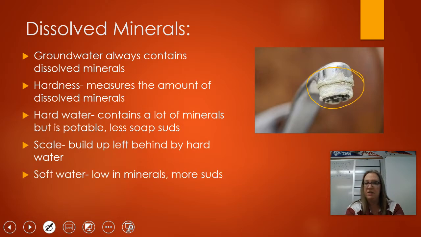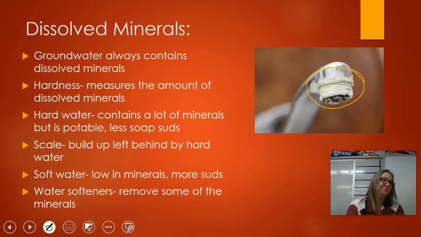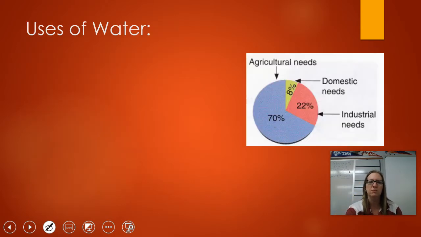Soft water, it's no more liquid. It just means that there's less minerals in it. Okay, now with soft water, you get a lot more suds, and so if you have soft water at your house, you don't actually need to use as much soap because it suds up more. If you have hard water, you can use a water softener to soften up the water. And what it does is it just pulls some of those minerals out. And there's different ways that it does that. We're not going to get into that, but that's what a water softener does, is it removes some of those minerals.